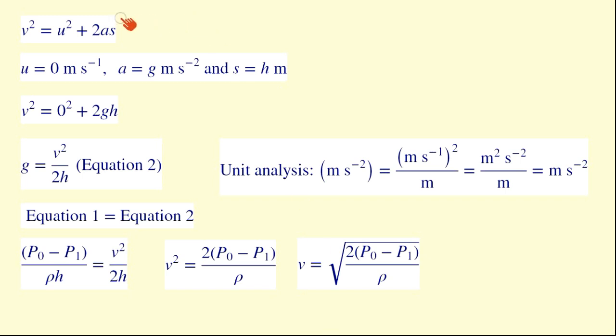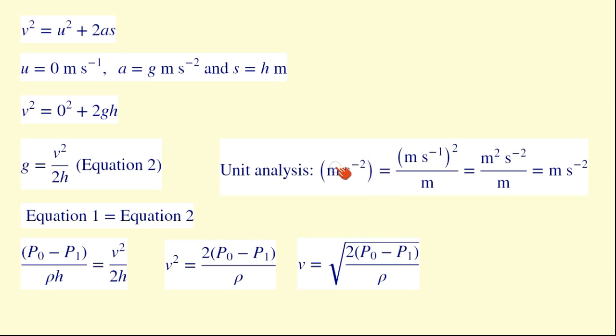Using an equation of motion, v squared equals u squared plus 2as. If I leave it at the top of that trajectory, and it has an initial speed of 0 meters per second, acceleration is g meters per second squared, and the s is h meters. v squared equals 0 squared plus 2gh. We then rearrange it in terms of g: v squared over 2h, equation 2.